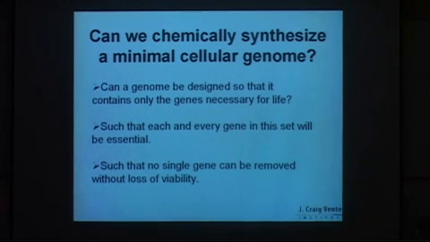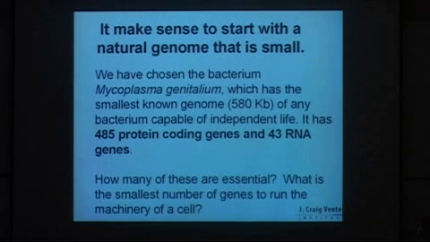And with the definition I've described. This sounds very simple, but if you think hard about this definition, it's really pretty complicated. But the basic idea is, can we make cells that are considerably simpler than any known living cell? So it makes sense in this problem to start with a cell that has a natural genome that is small, and we started with Mycoplasma genitalium, which has the smallest genome of any cell that has been grown in pure culture.